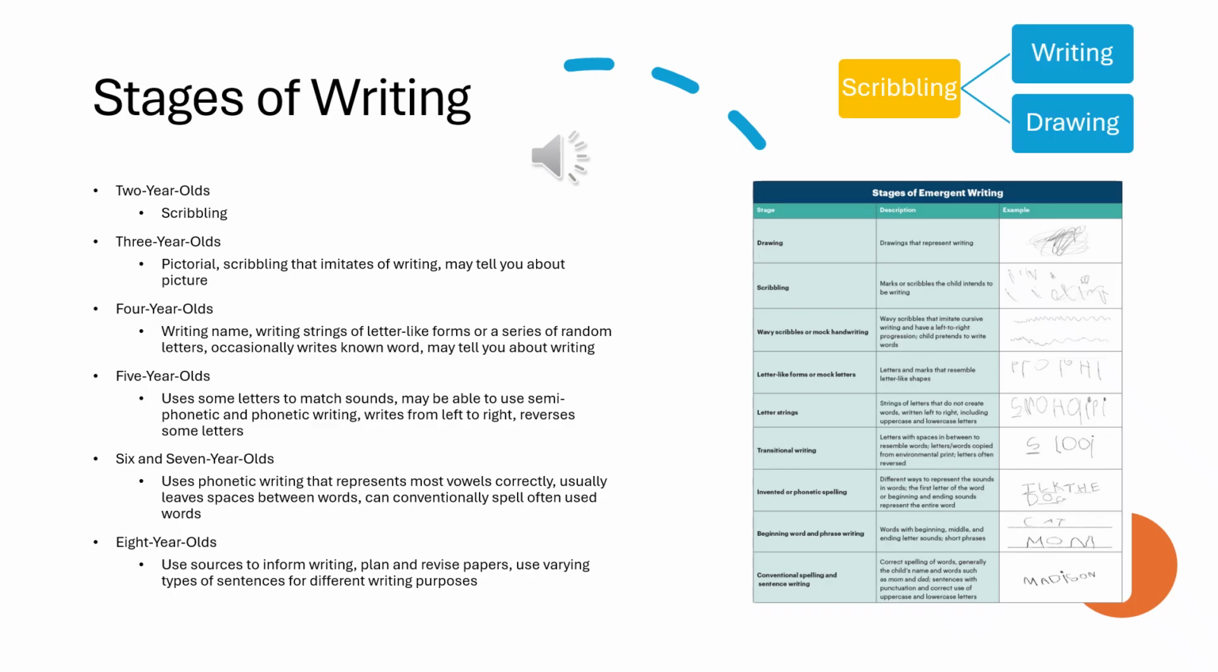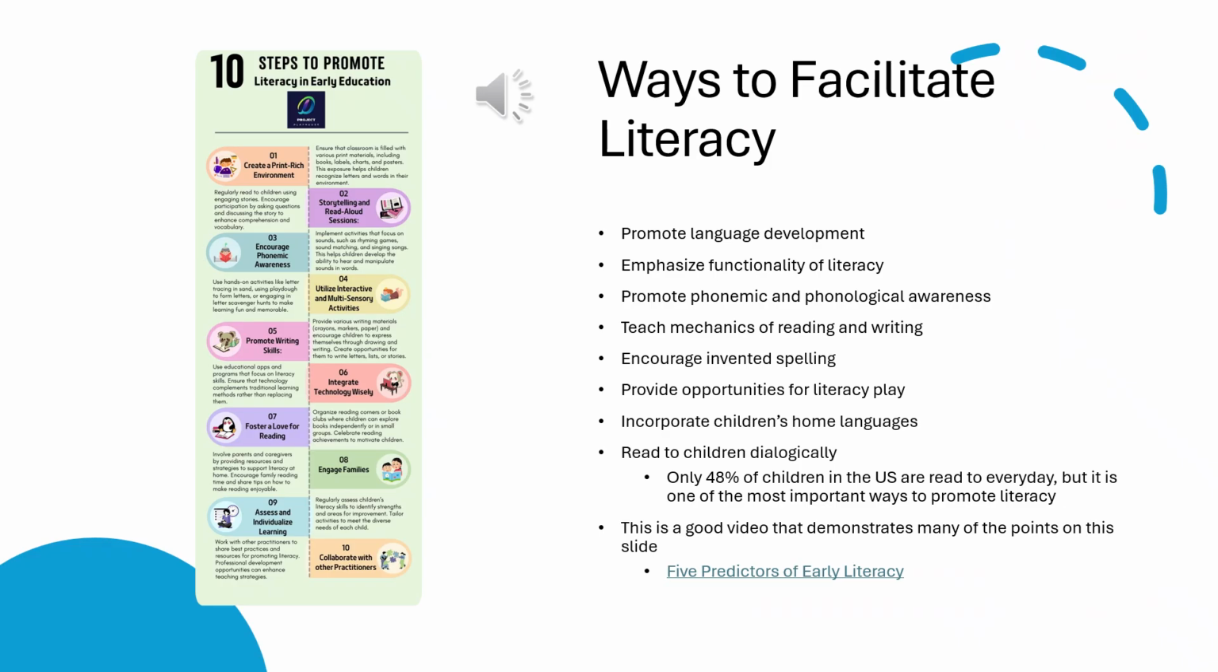They can write different kinds of sentences. They can write short papers and revise them if need be. They can use source material to add to their writing. So by the time children get to 8, we're seeing much more sophistication in their writing skills and abilities. There are various things that we can do to help children be better at reading and writing. So I would encourage you to take a look at the 10-step list on the left-hand side of this slide.